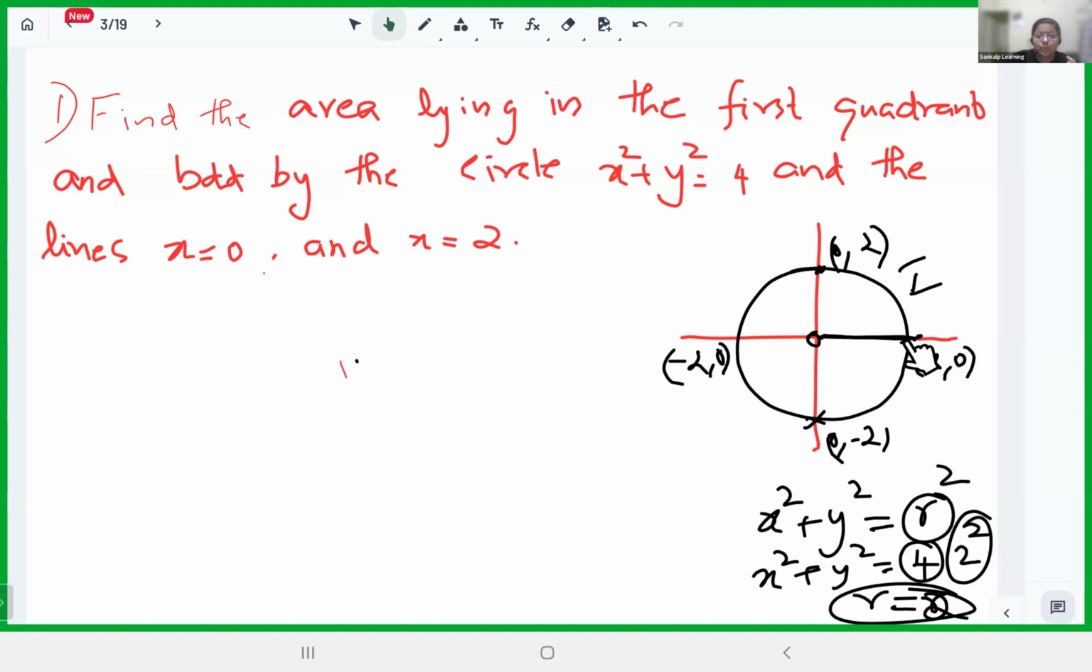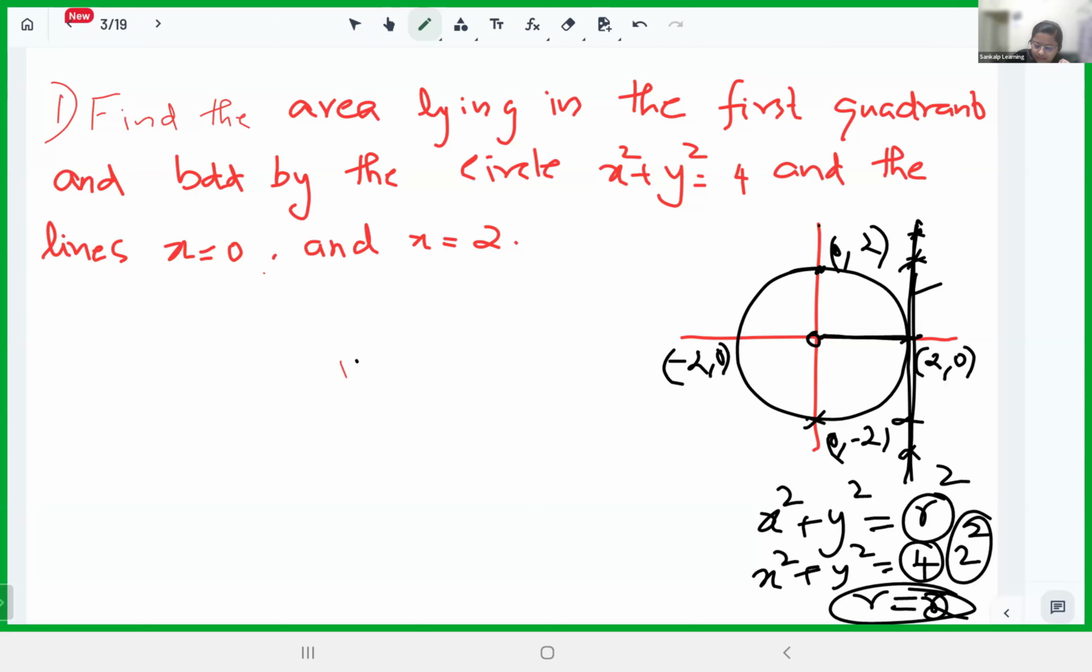And what is x equal to 2? Actually, this is x equal to 0, isn't it? X is 0 means the y-axis. On the y-axis we can see that x is equal to 0. And here x equal to 2 means this line. If you draw a line like this passing through 2, at any point on the line, the value of x is 2 itself, isn't it? That's why it is the line x equal to 2.